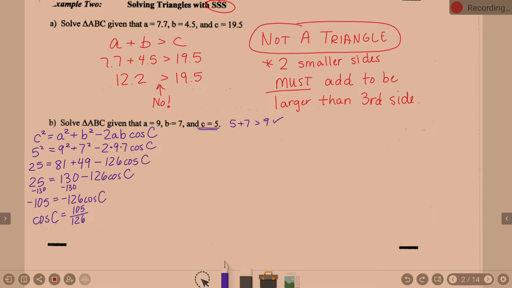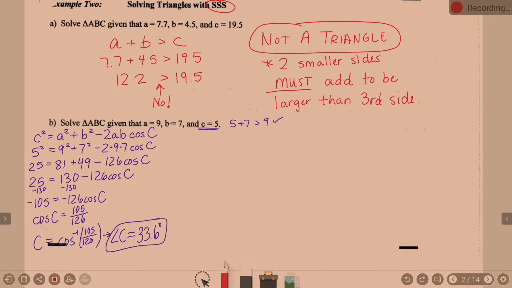Okay, how do I actually find C? Cosine inverse. C is going to be cosine inverse of 105 over 126. You guys all got the calculators working, right? Yeah. 33.6? Are we all agreeing? Okay, agrees with my notes. What's next?